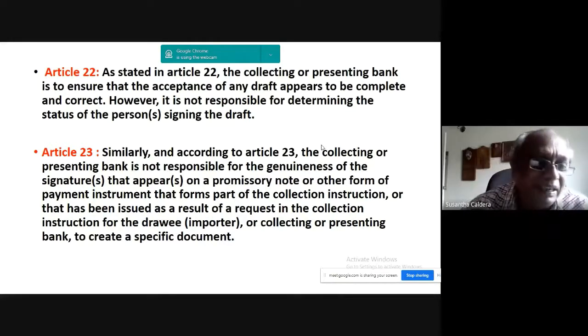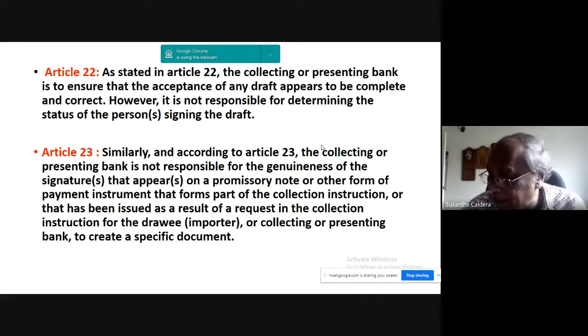We have to pay. As per Article 22, bank is not responsible for determining the status of the person signing the draft. Bank has to pay.